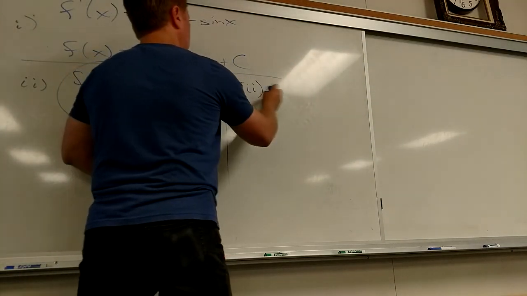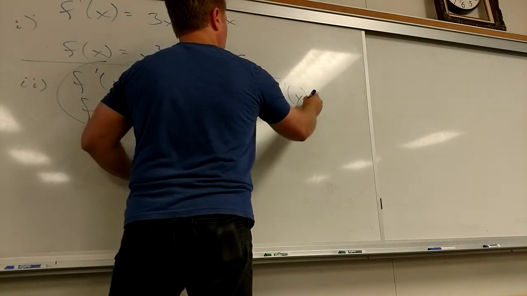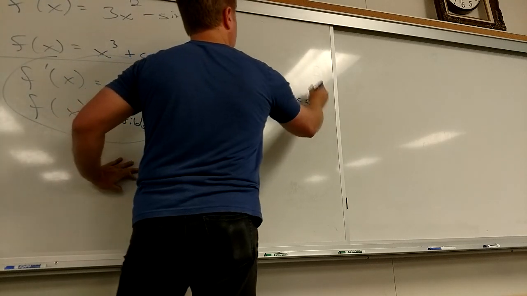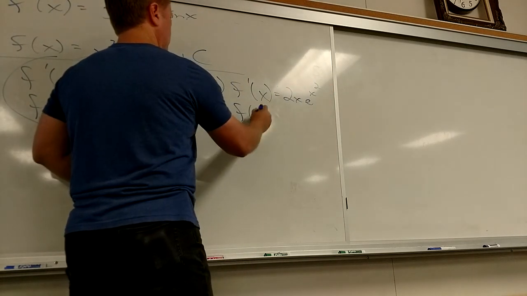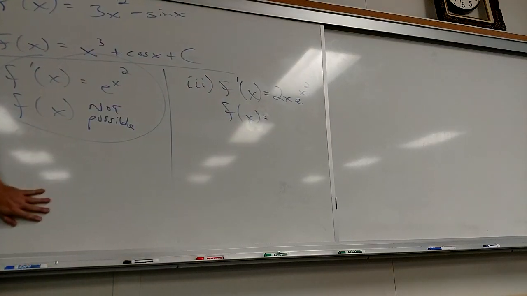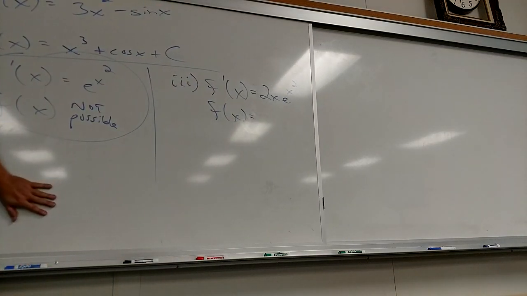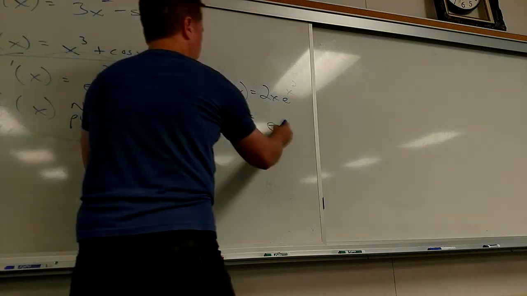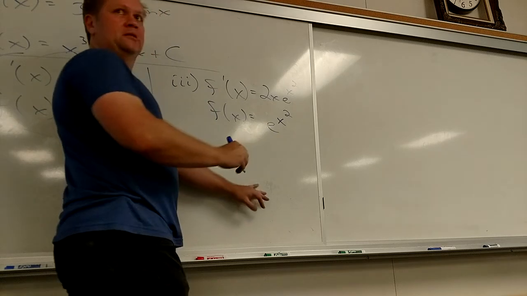Let me see if you guys get this. What if I said, okay, f prime is 2x e to the x squared. What's f? Why is that one doable? And can you guys see why it's doable? So it's got an e in it, right? So it must have come from that. Because when I take a derivative of an e, that e stays the same. So I know it must have come from something like this.